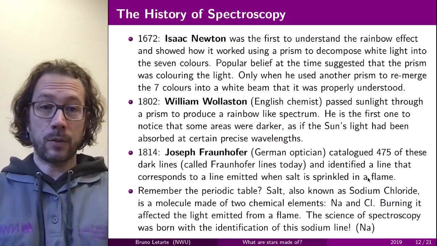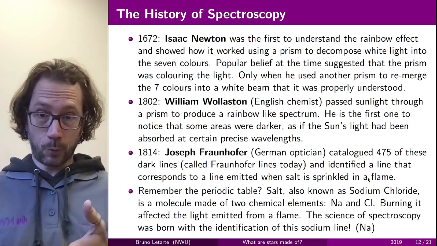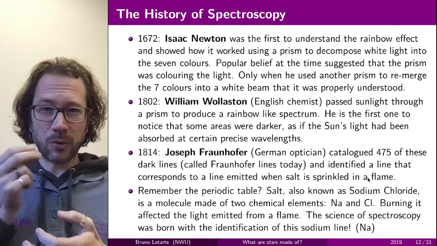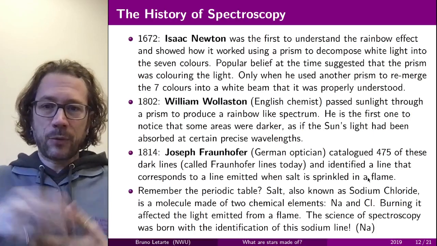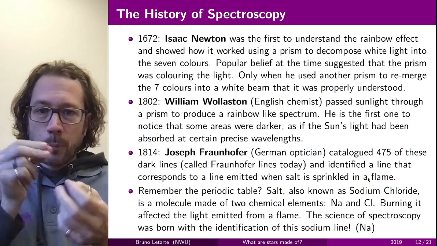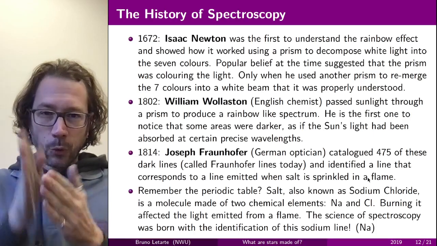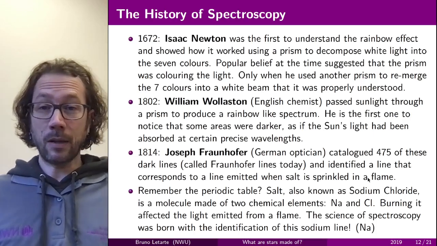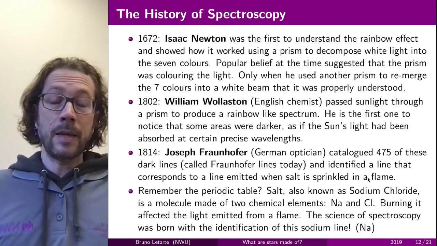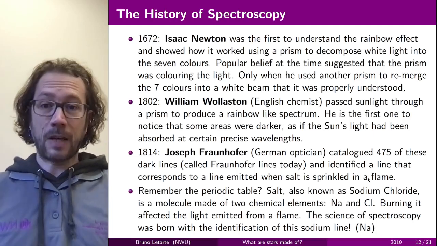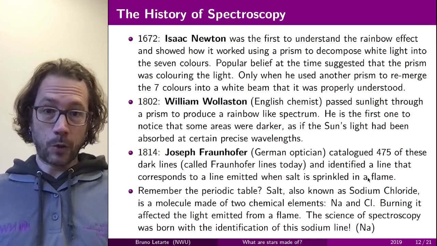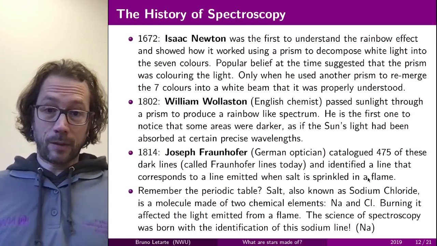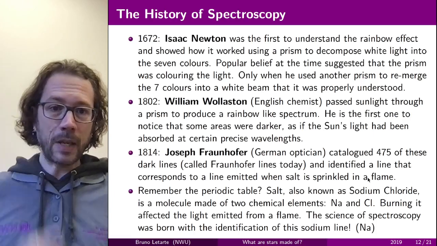1802, William Wollaston managed to pass sunlight through a prism, and he produced a rainbow, but he's the first one to notice that there were some darker areas there, as if sunlight had been removed at certain precise wavelengths. There were darker lines there. And a couple of years after, 1844, Joseph Fraunhofer cataloged 475 of these lines, and today we call these lines the Fraunhofer lines. We also identified lines that correspond to the light that is emitted when you sprinkle salt on top of a flame.